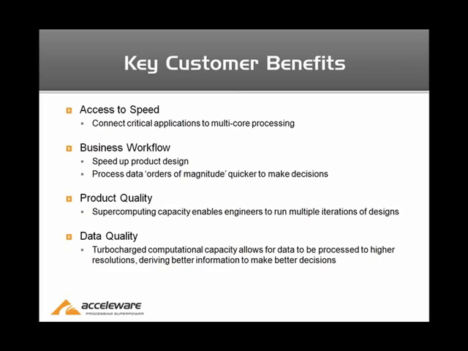Product quality is also something that the customer benefits from. So instead of simply bringing the product to market quicker, you can repeat iterations and test different scenarios, different positions of the model, for example, allowing you to run multiple iterations to optimize the design. And the same with the data quality, which is similar to the product quality. More computational capacity allows you to get finer resolution on your models, which gives you a better match of your simulation to what will happen when the product is in the field.